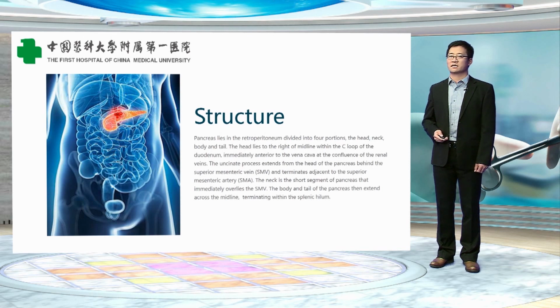The uncinate process extends from the head of the pancreas behind the superior mesenteric vein, SMV, and terminates at the superior mesenteric artery, SMA. The neck is the short segment of the pancreas that overlies the SMV. The body and the tail of the pancreas then extend across the midline, terminating within the splenic hilum.